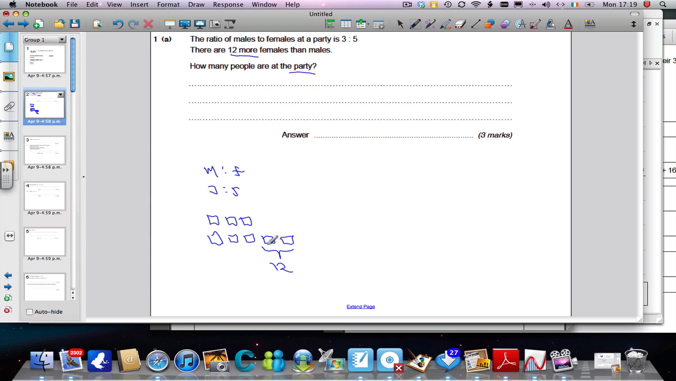We're asked how many people are at the party. That means, well, if 2 parts is 12, 8 parts is going to be 4 lots of 12. 4 times 12 is 48.